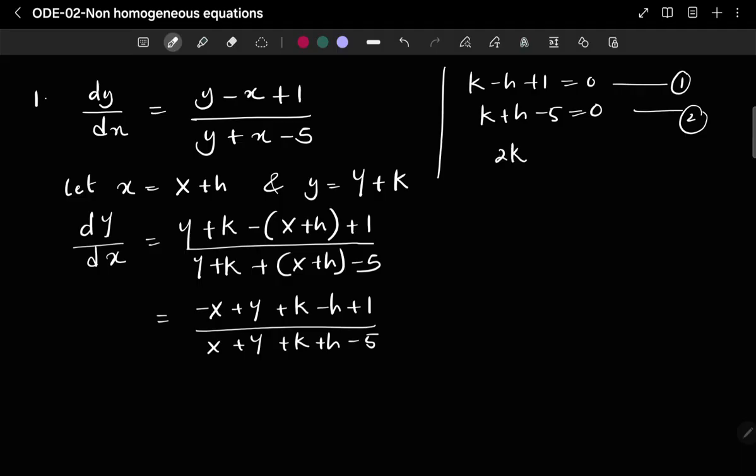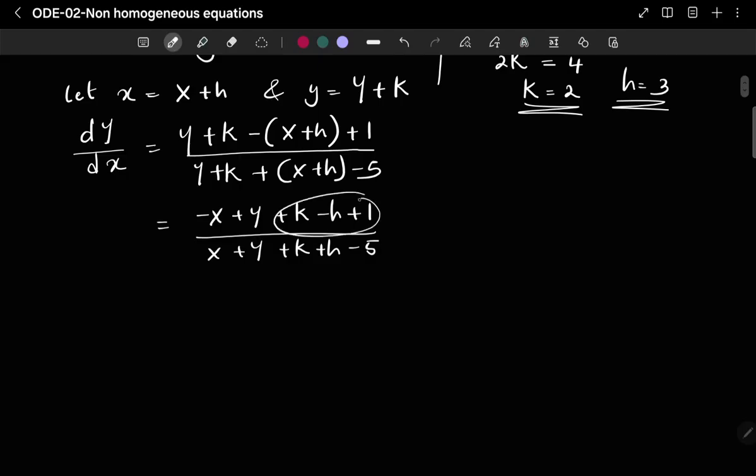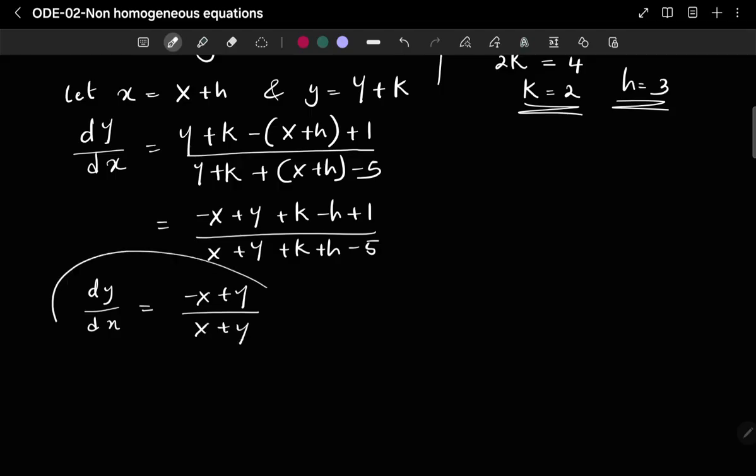So we get, by adding those two, 2k equals 4, so we can get k equals 2 and we can get h equals 3. So we found the answers k and h, and now since these two are equal to 0, we get the equation as dY by dX equals minus X plus Y over X plus Y. So now this is in the form of a homogeneous equation.